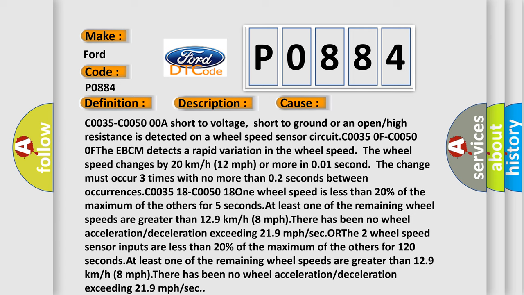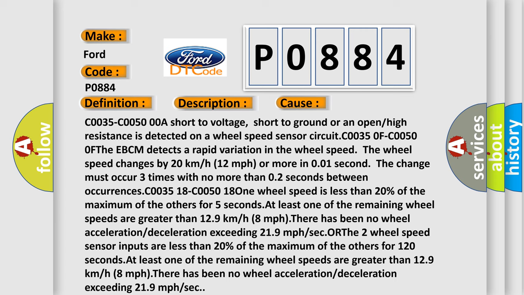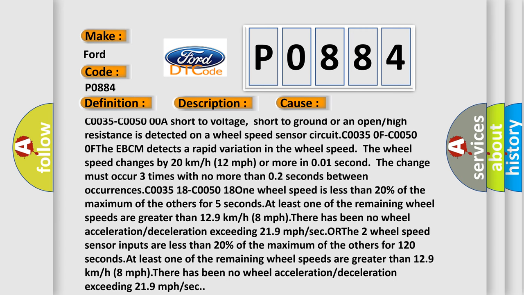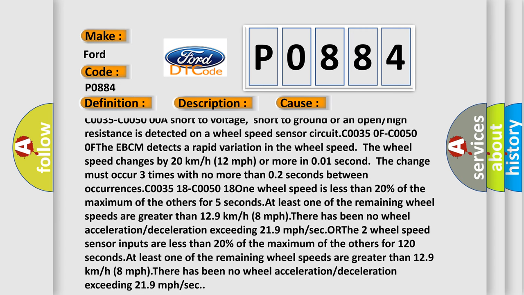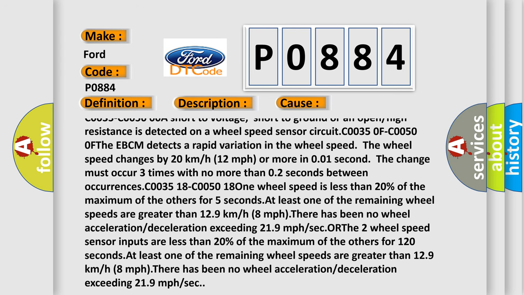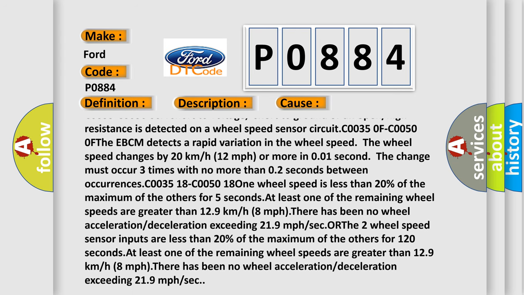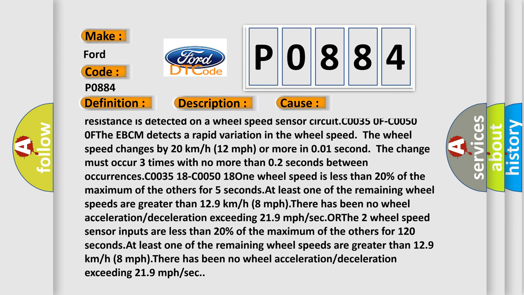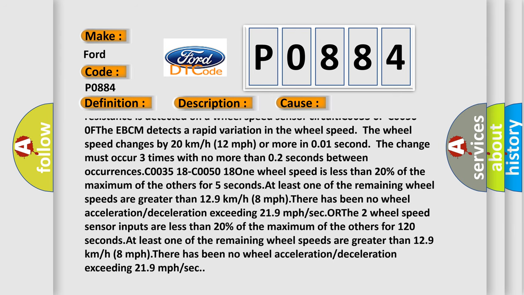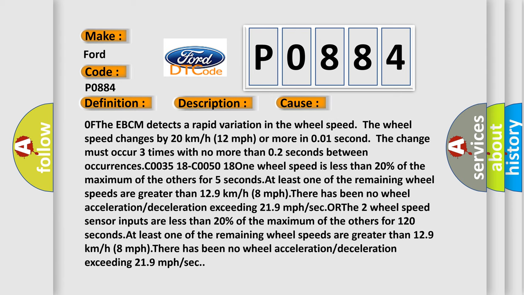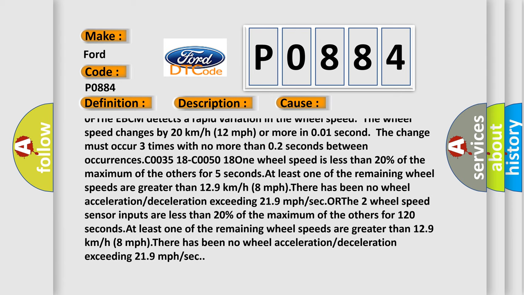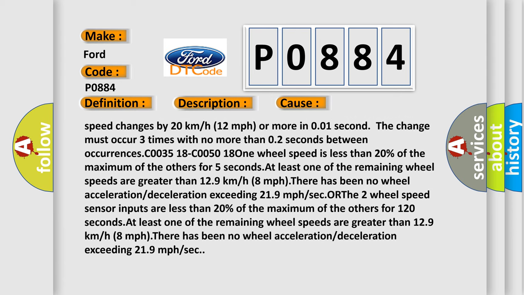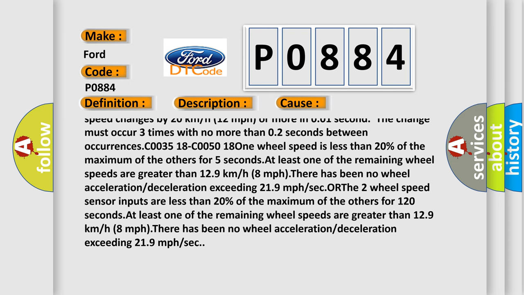A short to voltage, short to ground, or an open or high resistance is detected on a wheel speed sensor circuit. The EBCM detects a rapid variation in the wheel speed. The wheel speed changes by 20 km/h (12 miles per hour) or more in 0.01 seconds. The change must occur 3 times with no more than 0.2 seconds between occurrences.